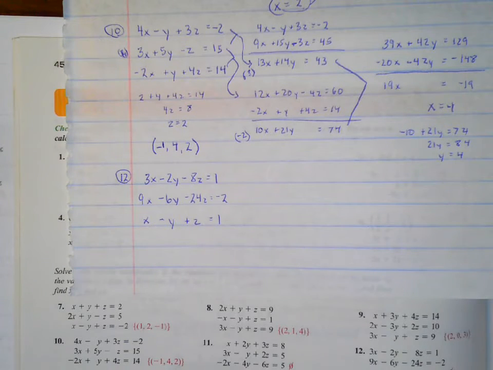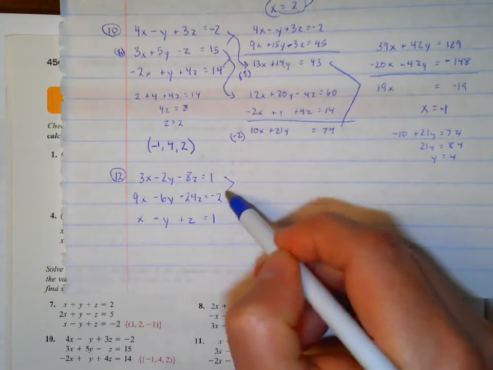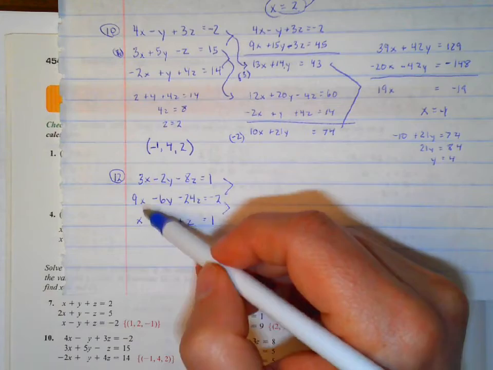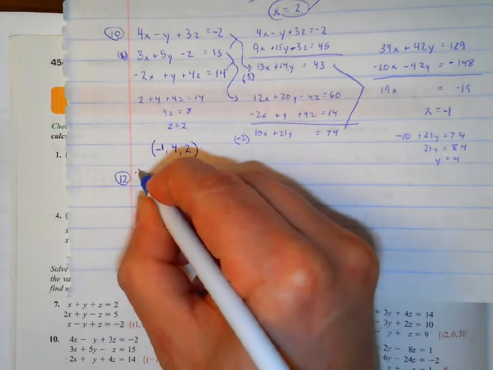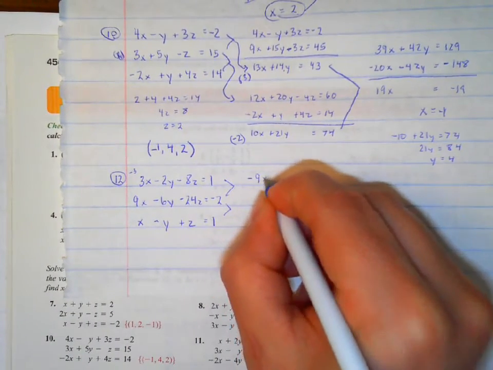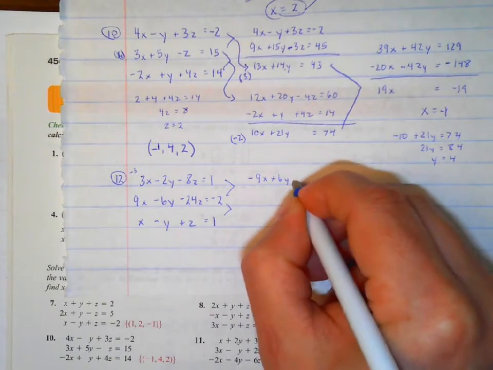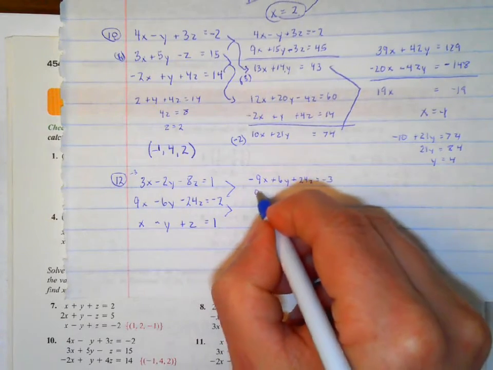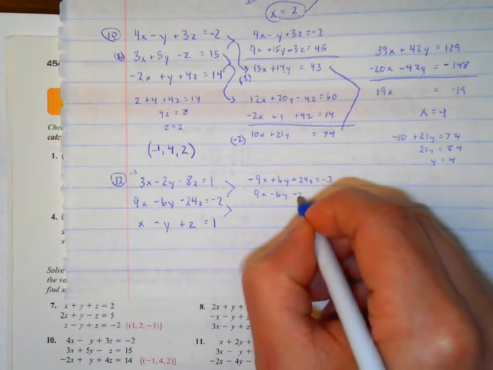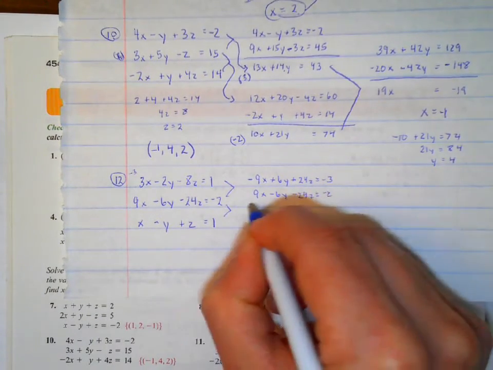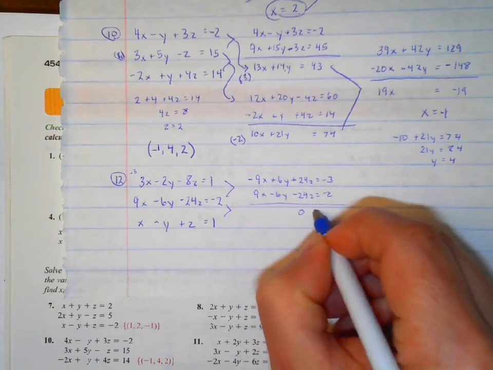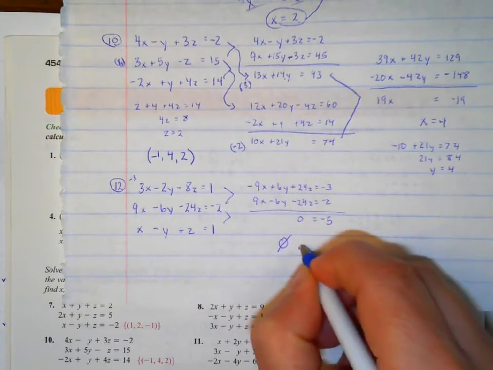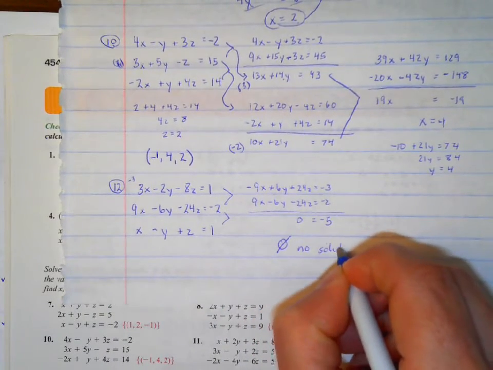For number 12, can get these all to be 24. And, let's switch it up a little bit. Let's go with the x's. So I'm going to multiply this by negative 3. That gives negative 9x plus 6y plus 24z is equal to negative 3. And I have 9x minus 6y. Oh, notice what's happening. Eliminate, eliminate, eliminate. I have 0 is equal to negative 5. As soon as we see that happening, we know that there is no solution to that problem.